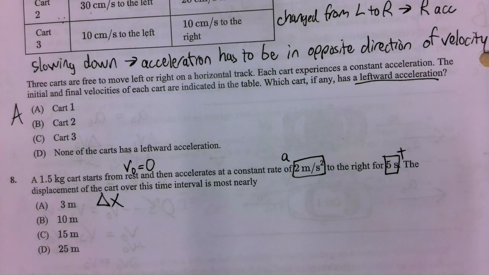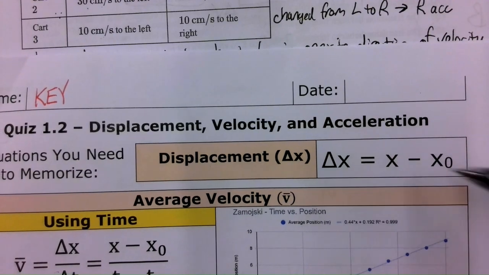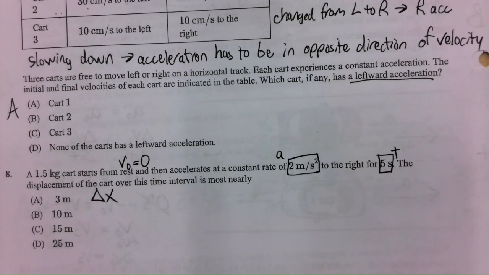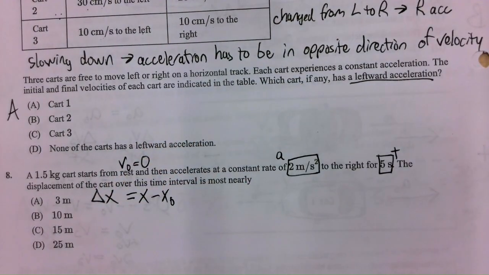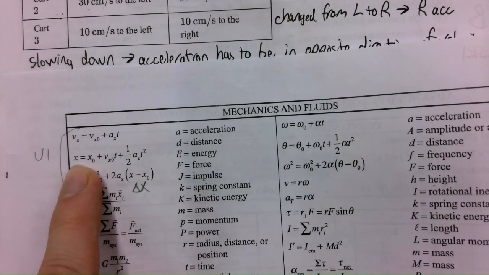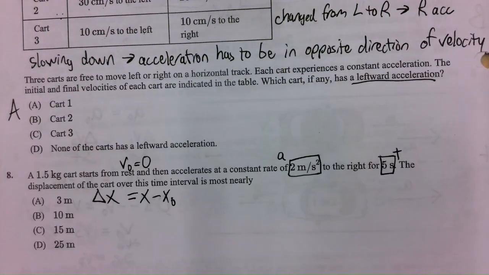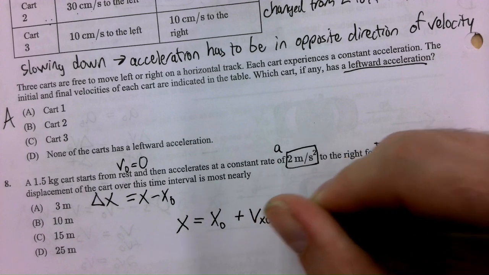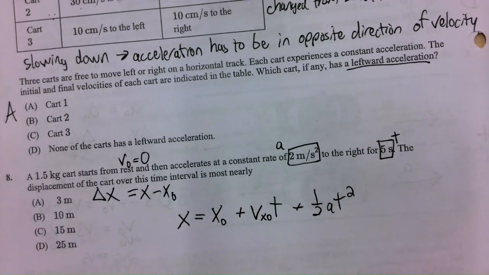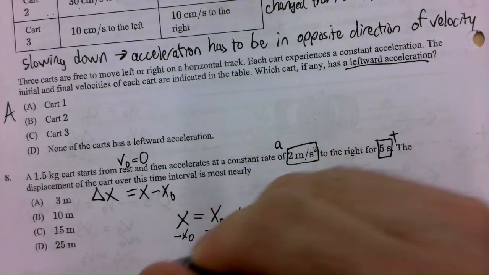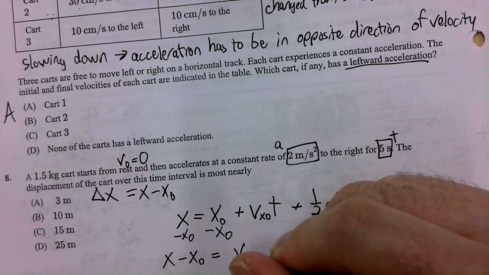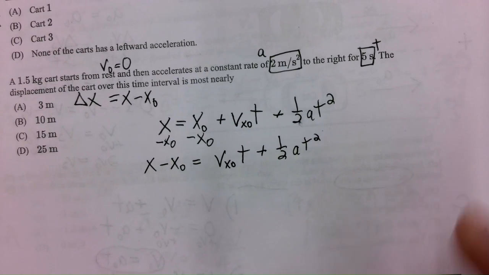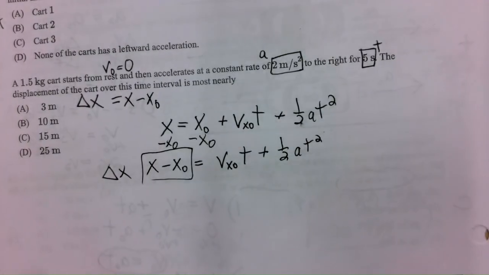Displacement is delta x. It's a change in position. This is the definition of displacement, where it's the change between two positions. So we have a final or current position minus our initial position. And so looking at this equation, we can get displacement on the left side of the equal sign if we just move this initial position over to here. So x equals initial position plus initial velocity times time plus 1/2 acceleration times time squared. Okay, I'm going to move that over. So this is displacement. And so now we just substitute our numbers in and solve.